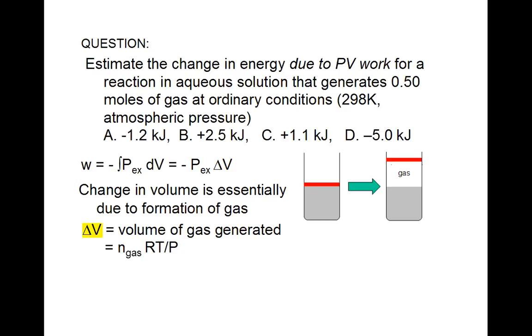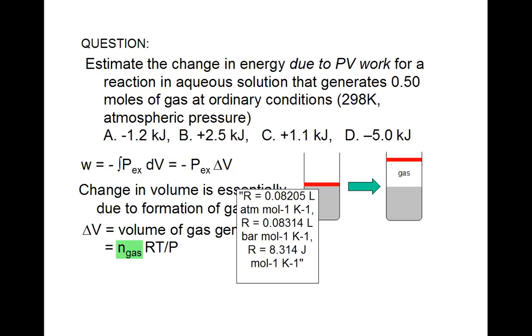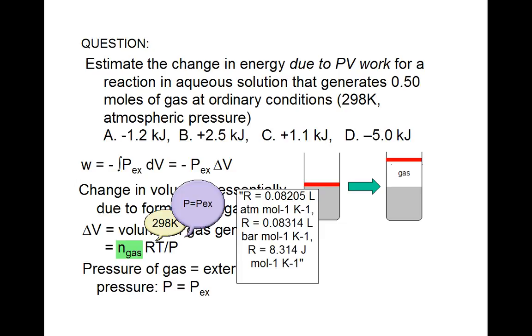Using the ideal gas equation, PV equals nRT, we can calculate the volume of the gas as moles of gas times RT over P, where R is the ideal gas constant, T is the temperature of the gas in Kelvin. The pressure of the gas is equal to the external pressure. Therefore, we can substitute P for external pressure and substitute the volume of the gas for the change in volume. We can calculate work as the negative of moles of gas times R times T.